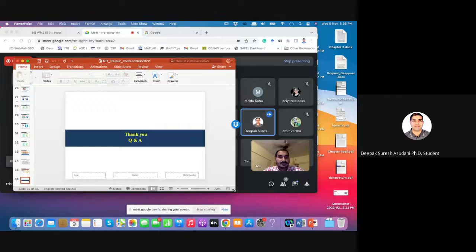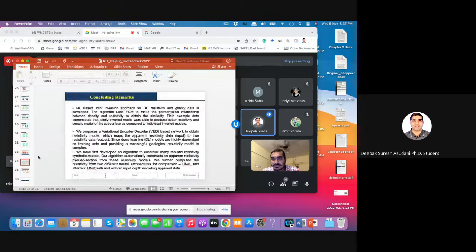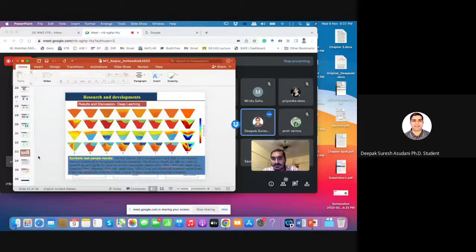Sir, I have one query. When we apply attention to a U-Net model, what exact information are we trying to extract using attention in the U-Net model? The U-Net model will give some information. What extra information will we get with the attention in the U-Net model? Okay.